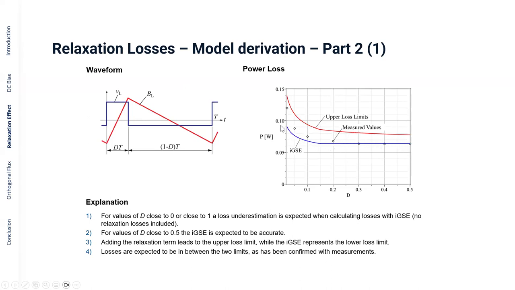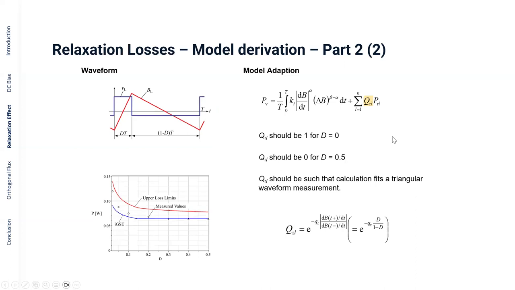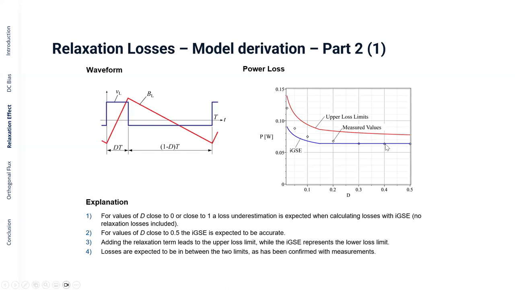These are the two equations. And as we expected, you see here the different operating points. If you go to D close to 0, you're much closer to the upper loss limit. However, when you're close to 0.5, you're much closer to the improved generalized Steinmetz equation. So this was confirmed.